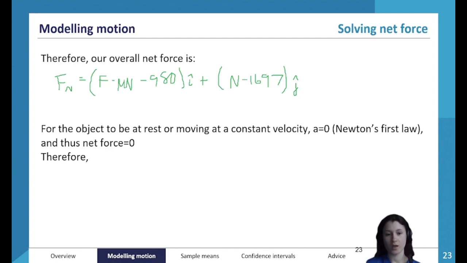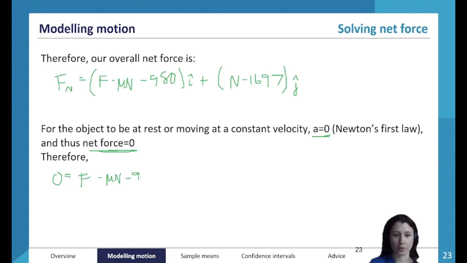Now, remember what we were talking about before, for the object to be at rest or moving at a constant velocity, the acceleration equals 0, and thus the net force equals 0. So that's what we were talking about when we first looked at the question. So we know that the net force has to be 0. All we need to do from here then is to let both of these ij components equal 0. And we can do these separately, remember? You can always separate those ij components, which usually makes things quite a bit simpler.